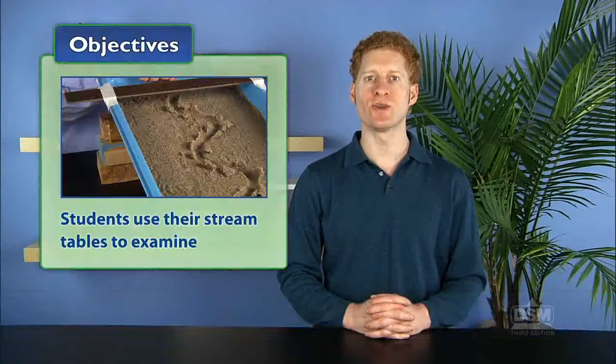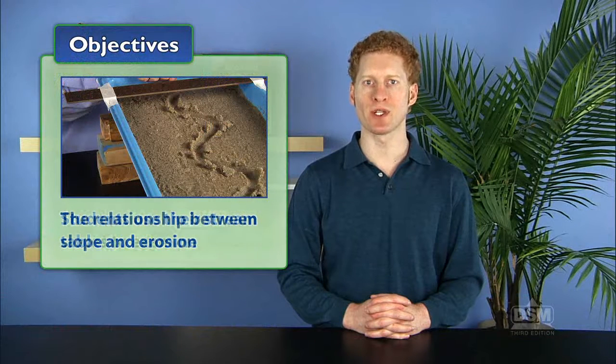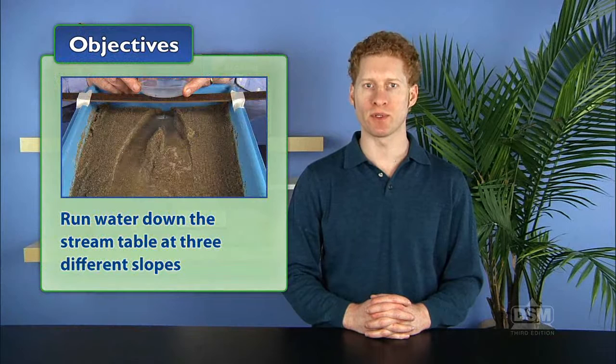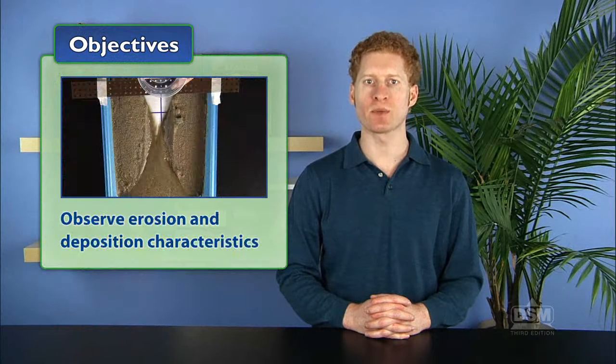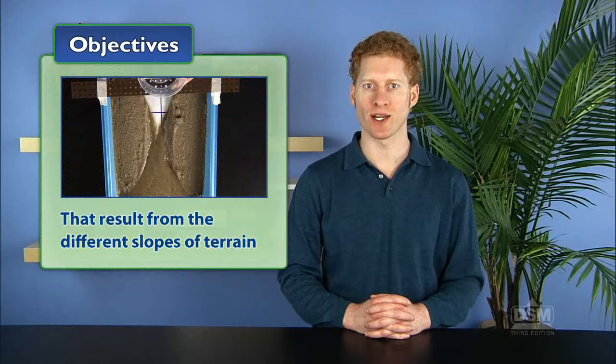In Activity 5, Is It Inclined to Erode?, students use their stream tables to examine the relationship between slope and erosion. They run water down the stream table at 3 different slopes and then observe erosion and deposition characteristics that result from the different slopes of terrain.